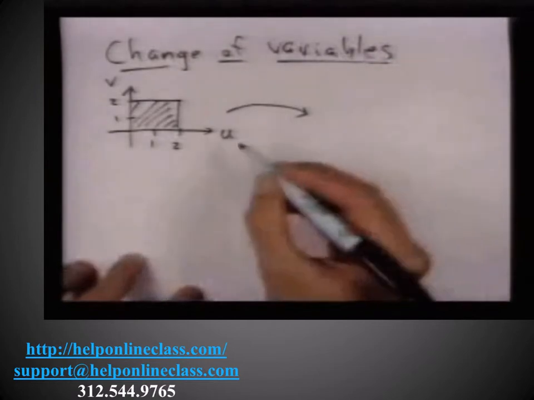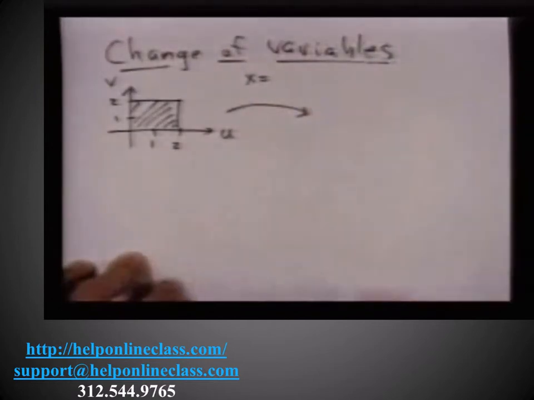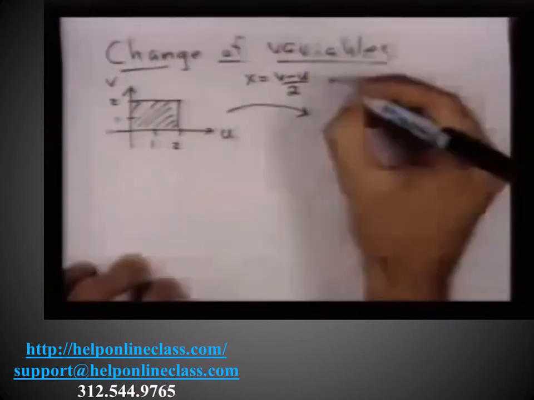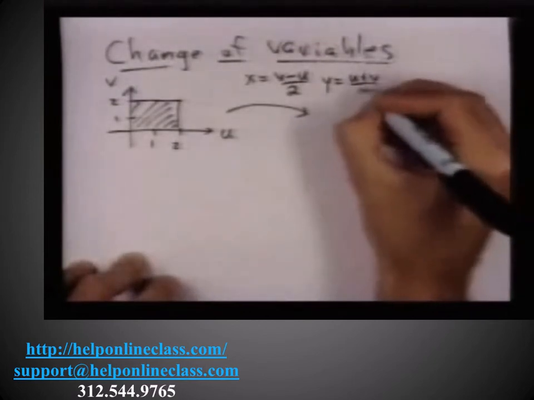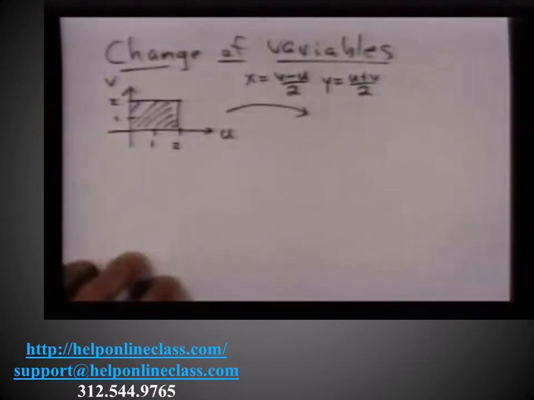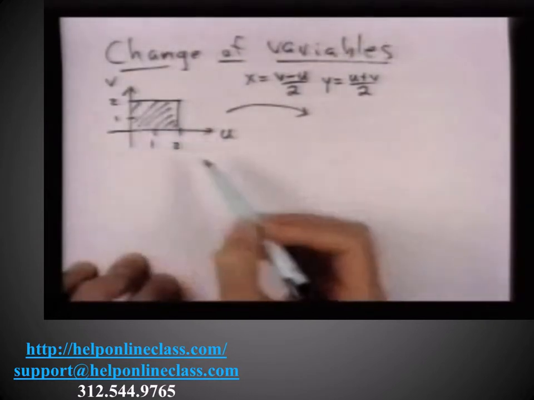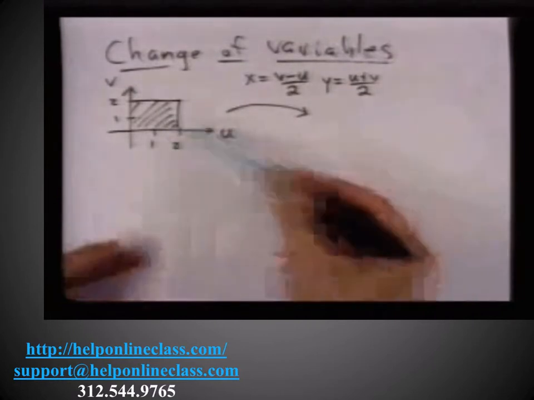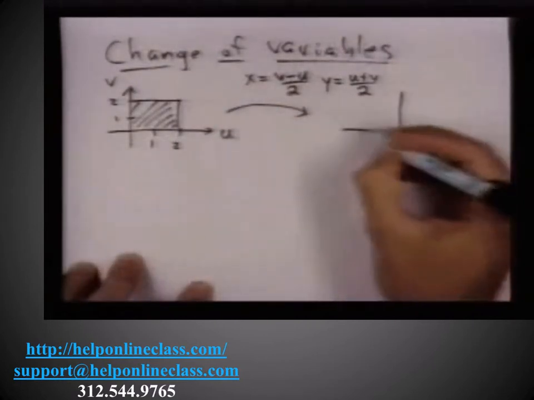So if I switch to 2 new variables, x and y, by setting x is (v minus u) over 2 and y is (u plus v) over 2, we can see what happens to this region by plugging points u and v to see what xy coordinates we get over here.